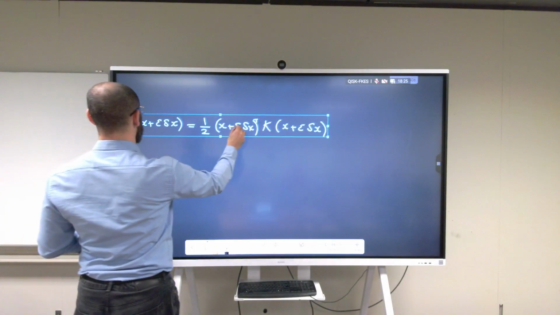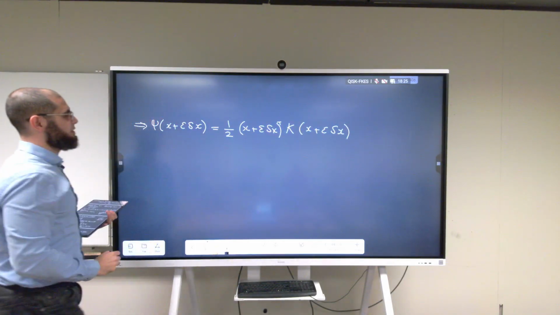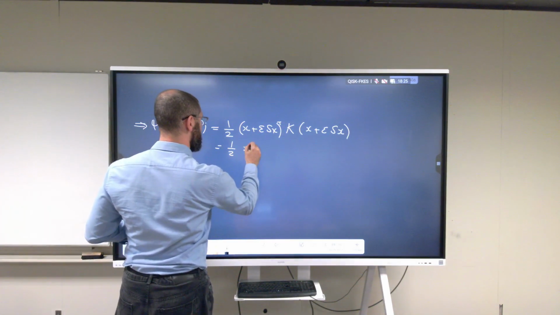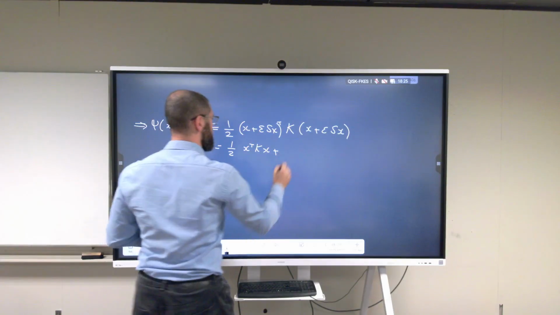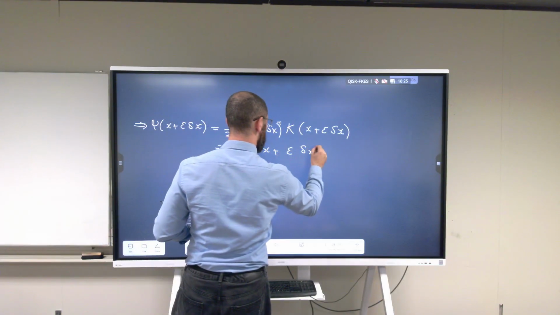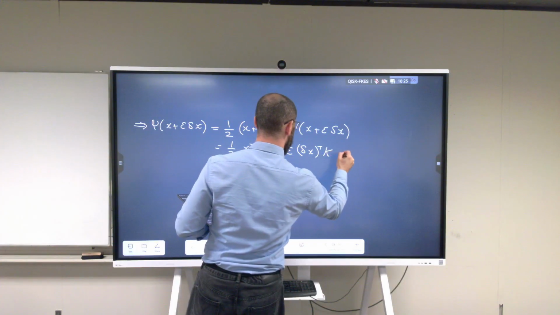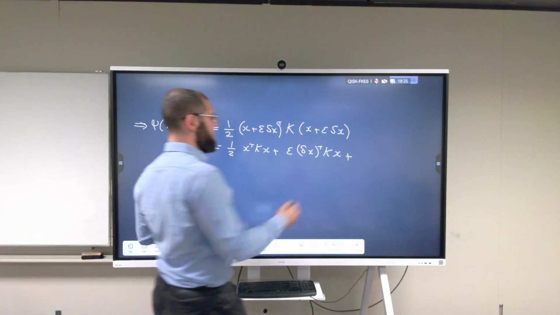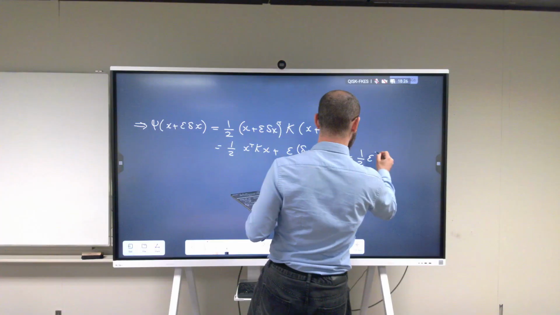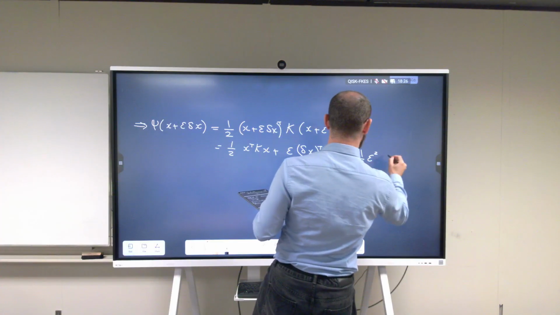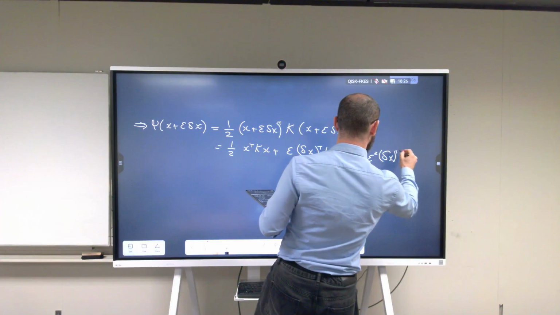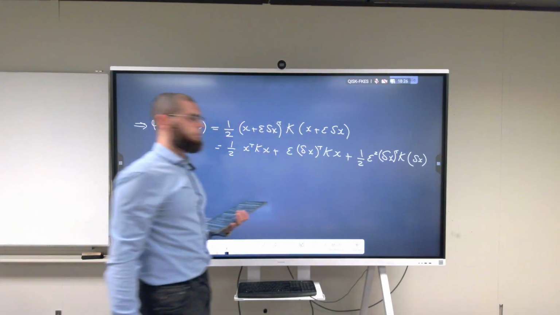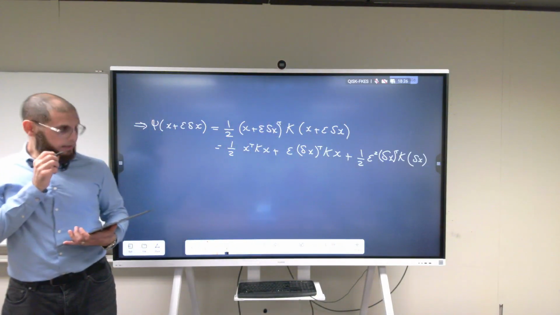Ta-da. Okay, nice. So now this expression, we see, it's half x transpose kx plus epsilon kx plus something in terms of epsilon squared. I have epsilon squared multiplied by delta x and k delta x. Everyone agrees? Yes. Okay. So that was this term.